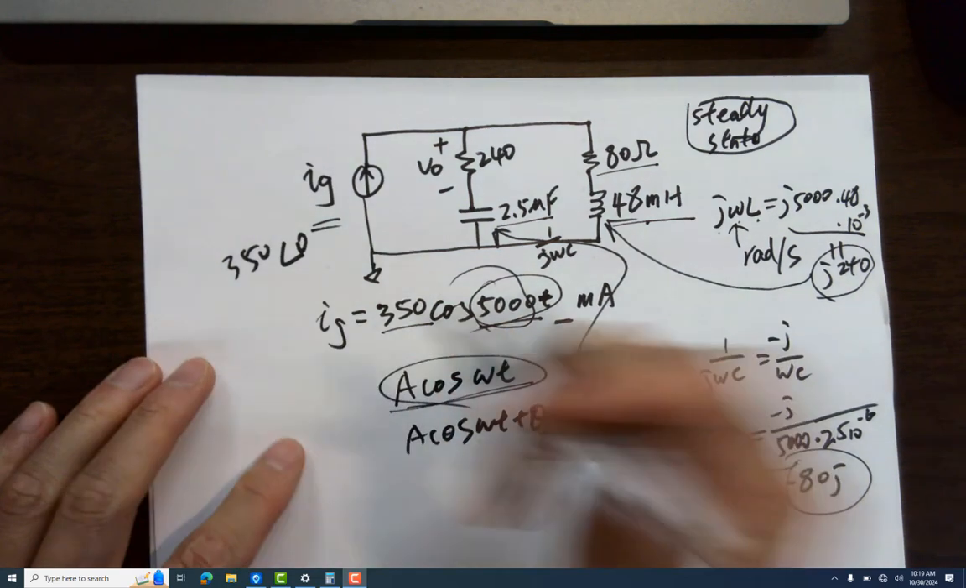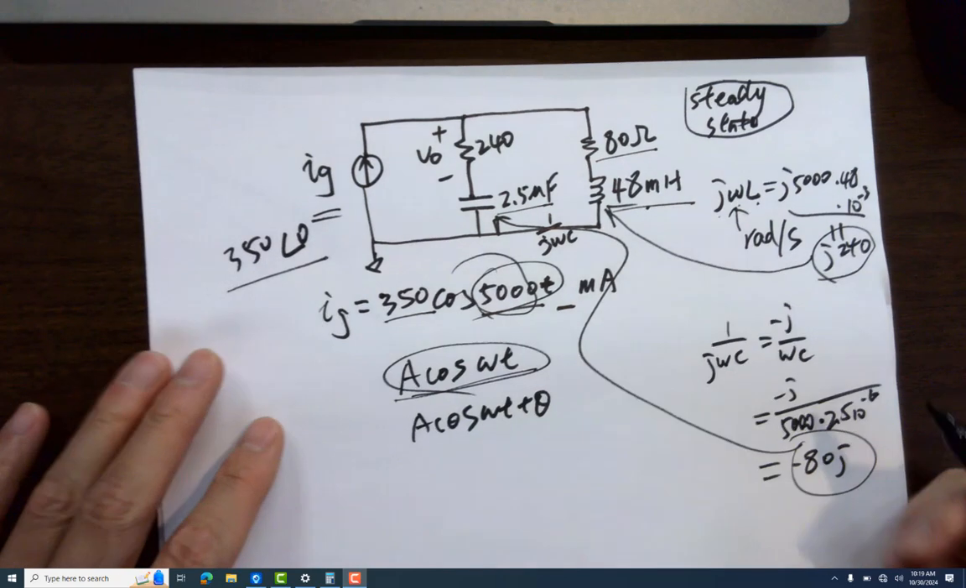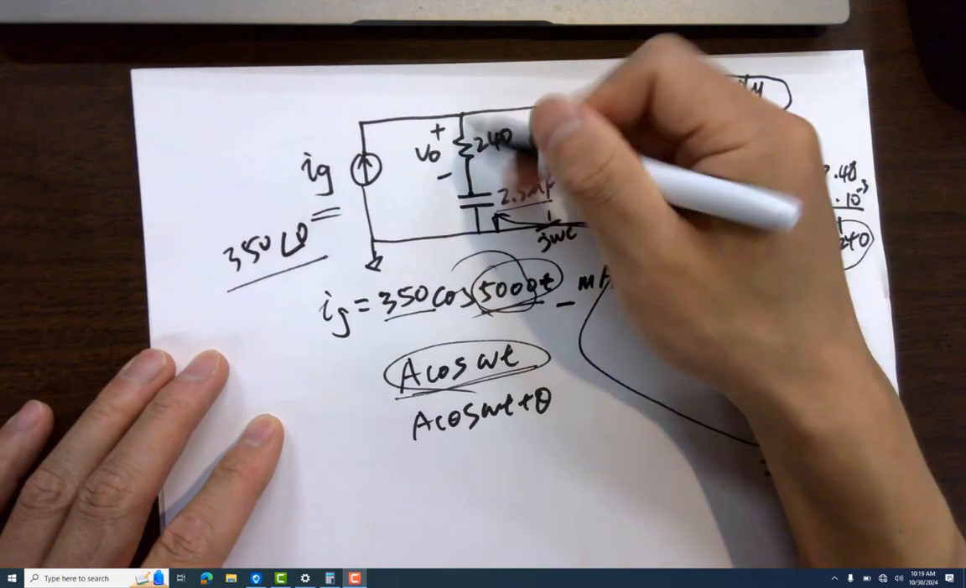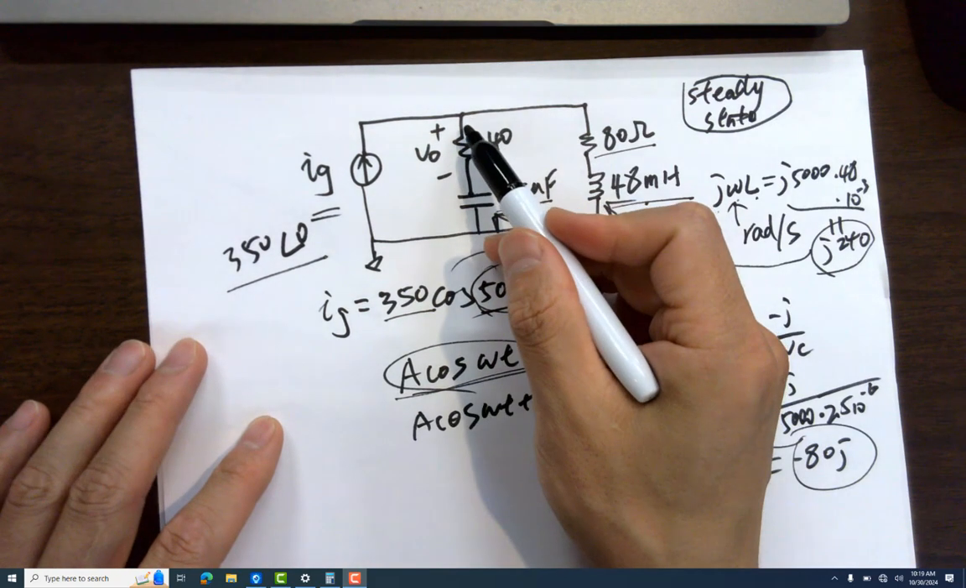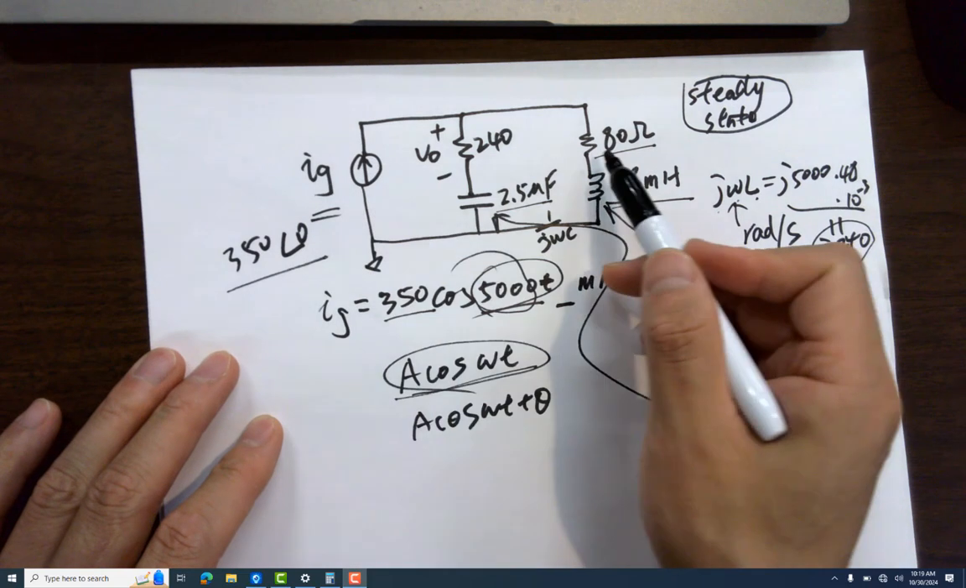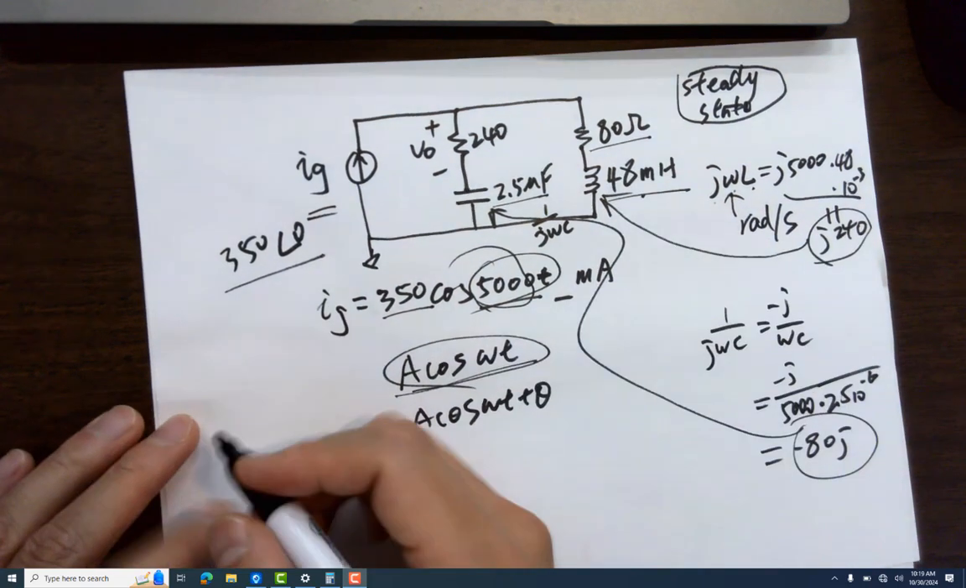All right. So this is the original signal, and these are the two impedances. Can you find the current divider? Do you still remember the current divider equation?